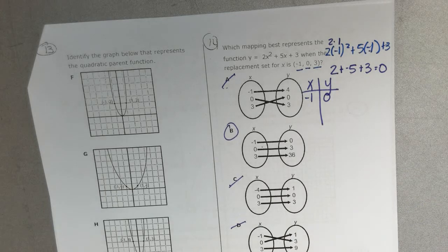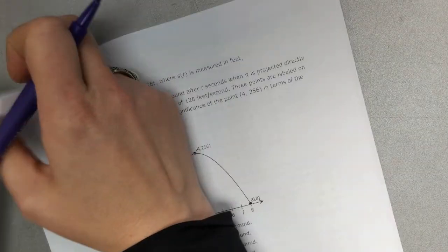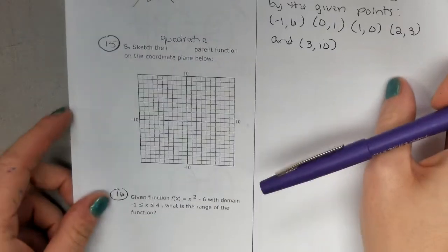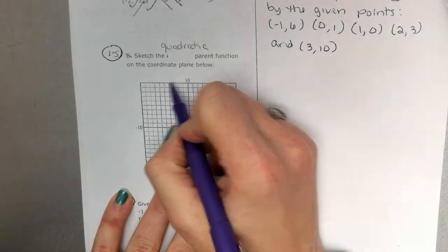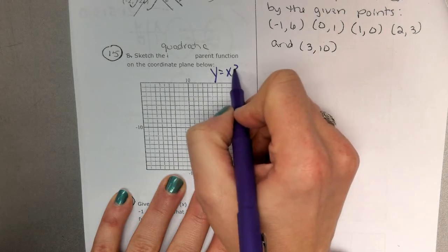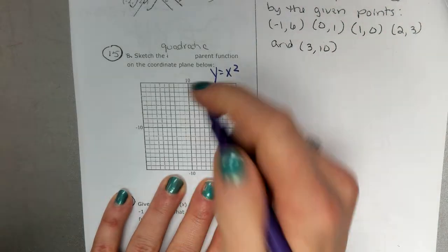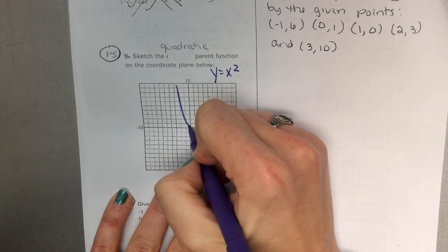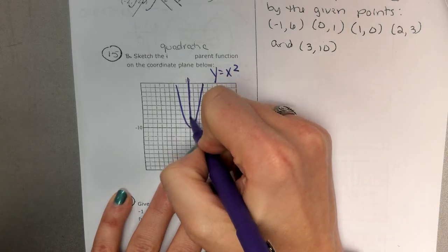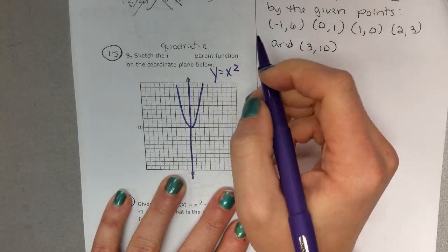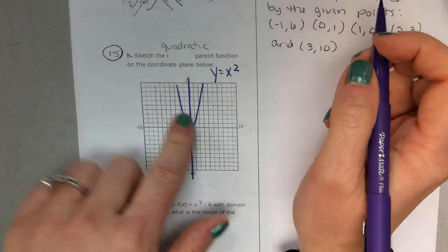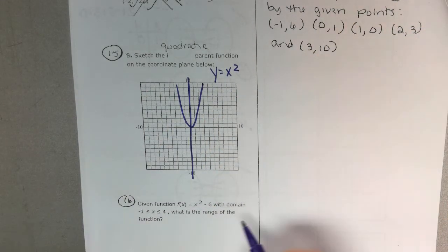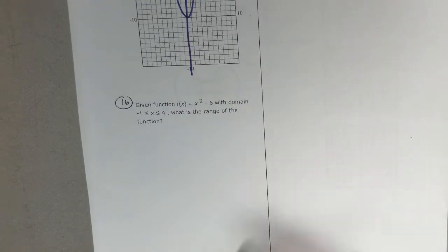Okay, number 15. All they want you to do on 15 is to sketch the quadratic parent function. So that's just y equals x squared. You can put that in your calculator, but you would see it looks like this. So your line of symmetry goes right there on the y-axis at x equals 0, and it's positive, so it flips up.